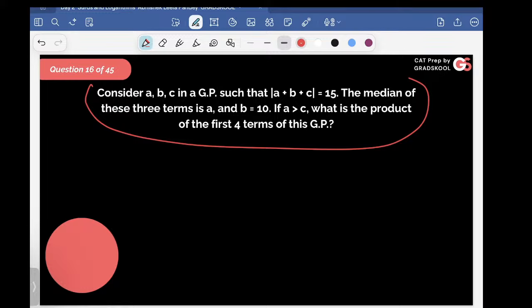Consider A, B, C in a GP such that this is given to us. Median of these three terms is A and B is 10. If A is greater than C, what's the product of the first four terms of this GP?